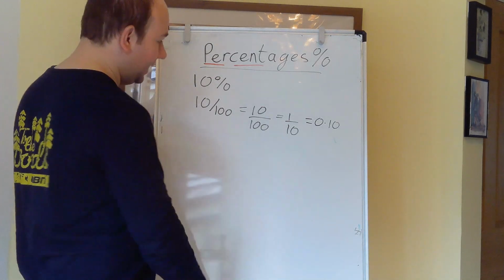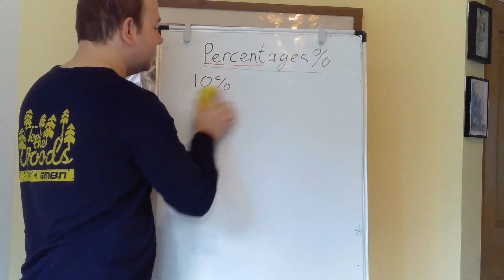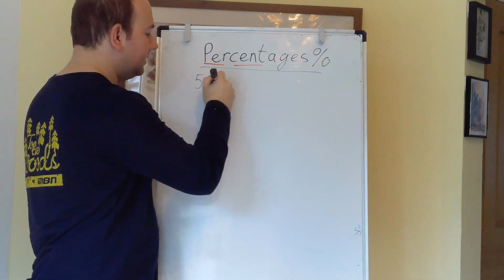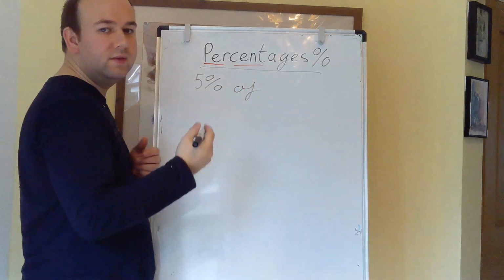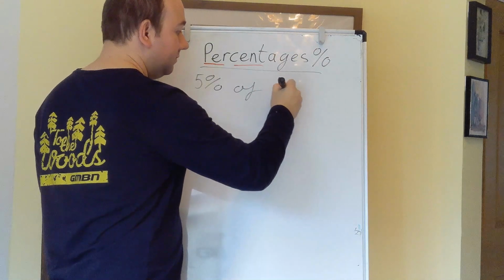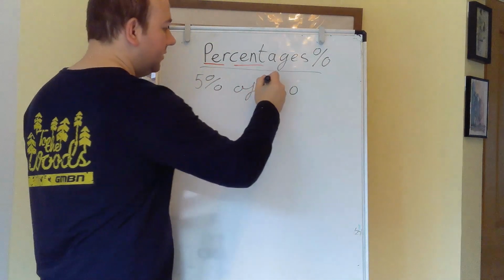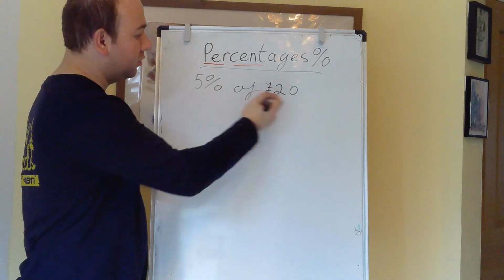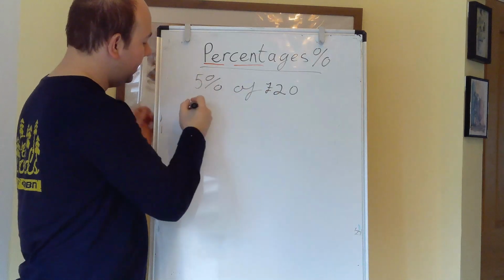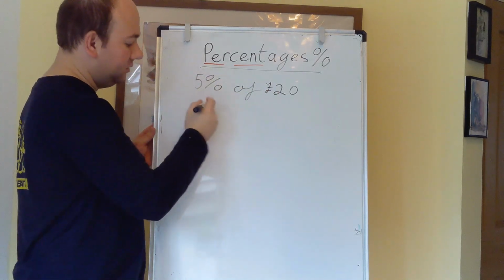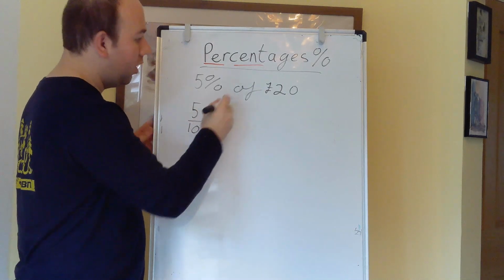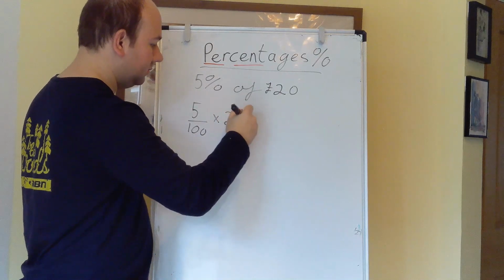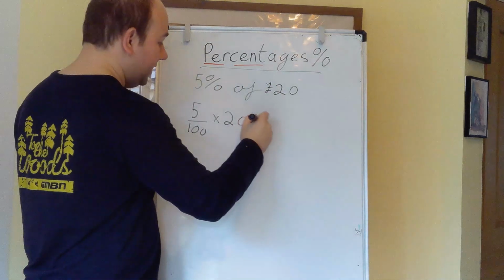So let's say you were asked to find 5% of, let's say, 20. And let's make it a real-world example, 5% of £20. We can literally break this down as the sentence says. So we have 5%, which means divided by 100, of means times 20. So we can now work this out.